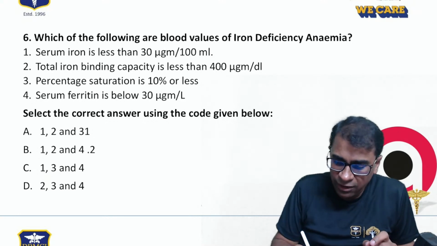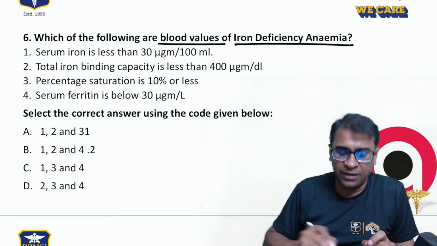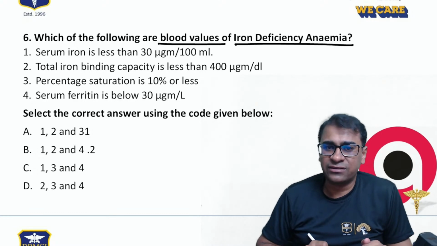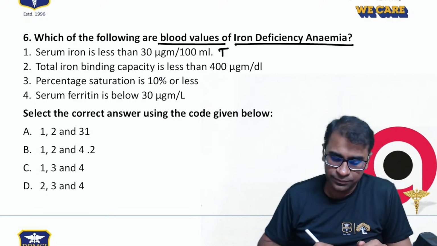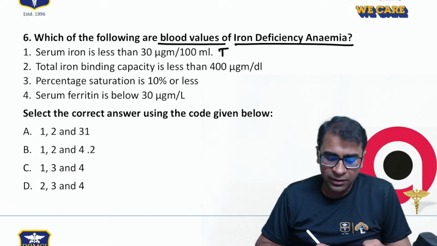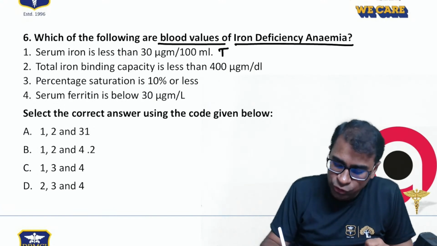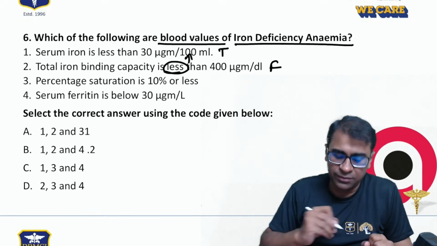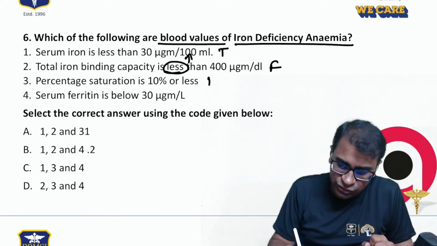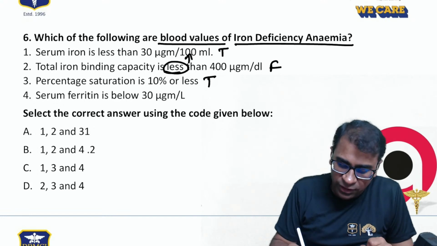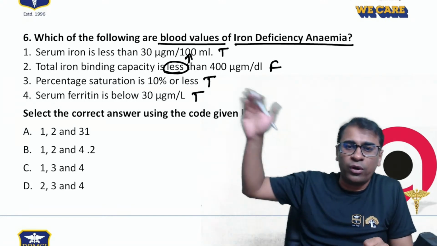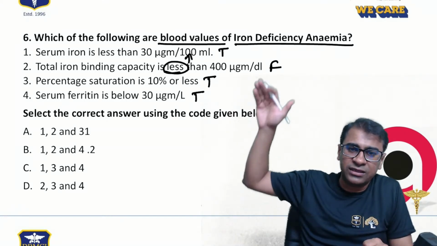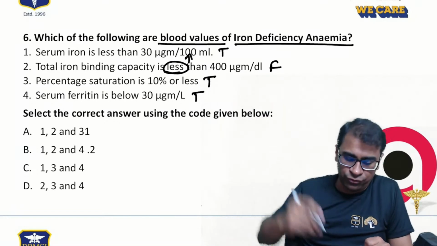The following are blood values of iron deficiency anemia. Serum iron less than 30. Yes, that's true. Blood TIBC less than 400. No, TIBC should be higher. It should not be less than that; it should be higher. That's a false statement. Saturation less than 10%. That's true. And ferritin is below 30. Yes, that's also true. So which of them are true? The answer is 1, 3, and 4.